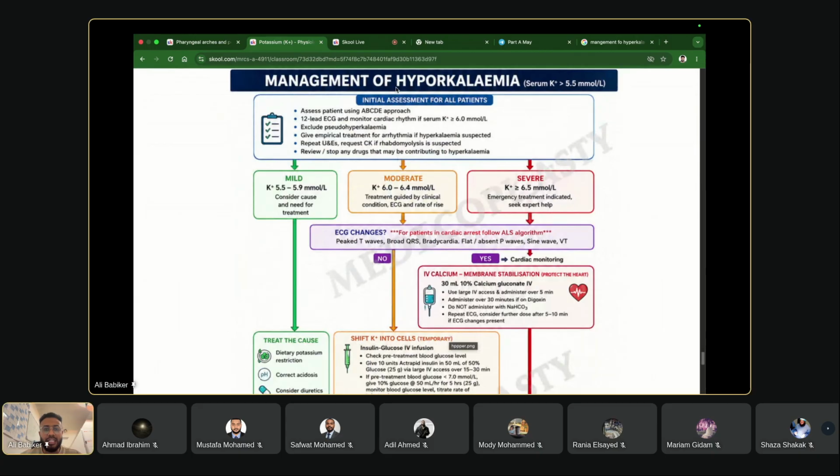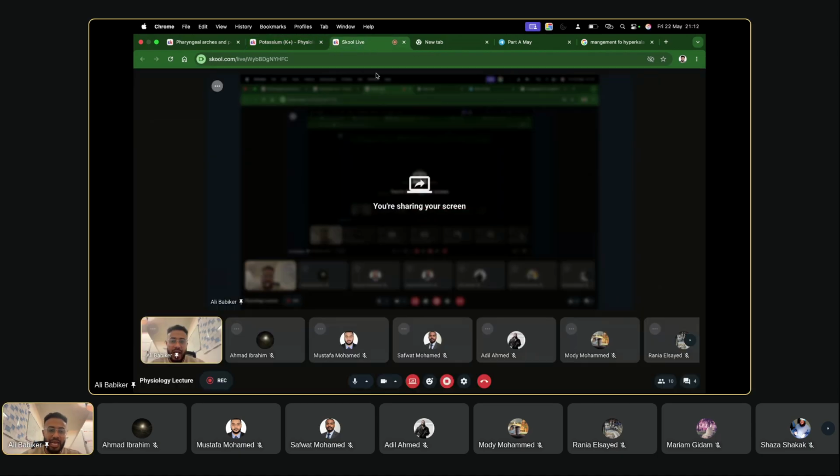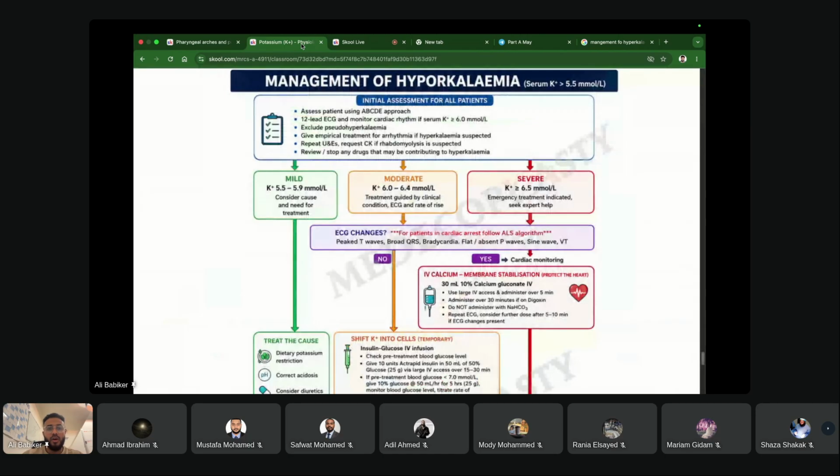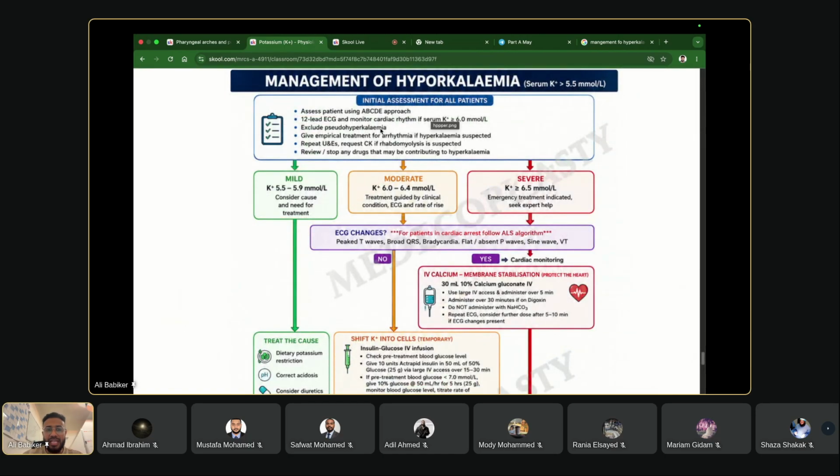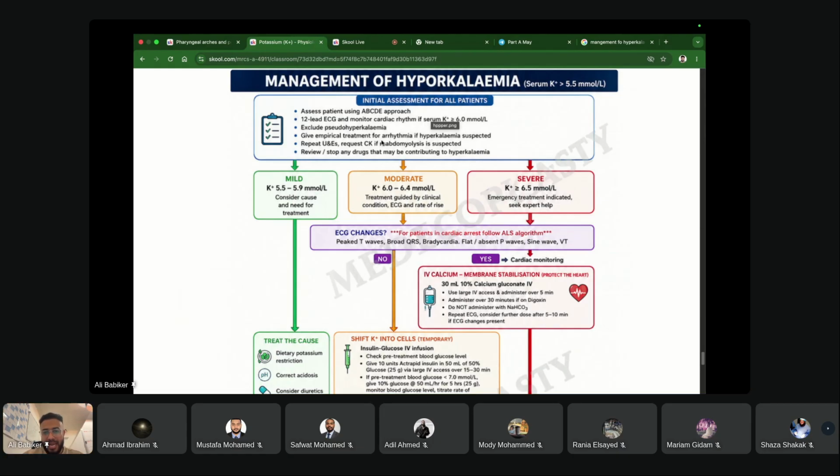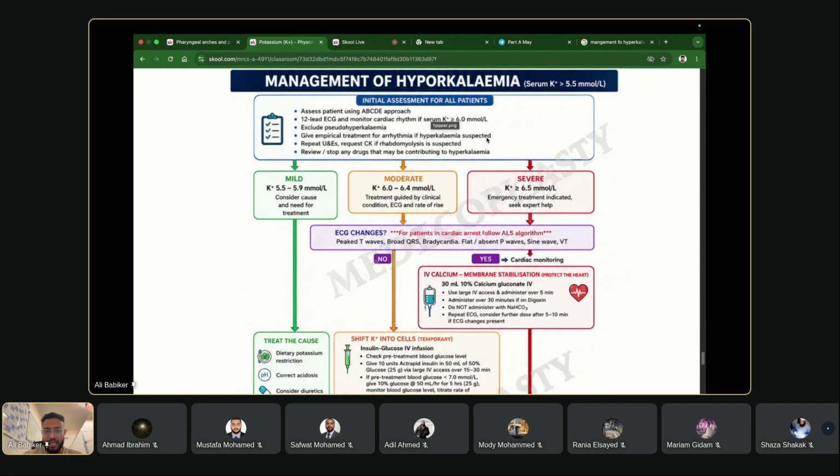Initial assessment, assess the patient using ABCD approach. So you have a patient with hyperkalemia, make sure your patient is breathing, he is not comatose, and he has a pulse. Because your patient may be in asystole or supraventricular tachycardia. In that case, you will treat your patient according to the ALS, advanced life support. So you need to assess your patient. Then you ask immediately for 12-lead ECG and monitor cardiac rhythm. Exclude pseudo-hyperkalemia. We'll come to that in a second. Give empirical treatment for arrhythmia if hyperkalemia is suspected. The empirical treatment is you give calcium gluconate.